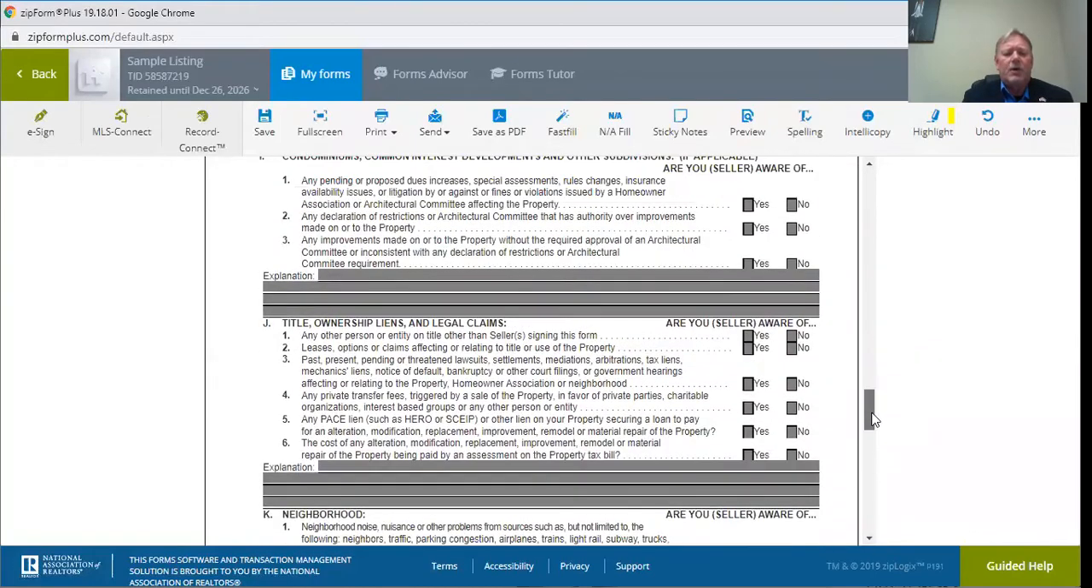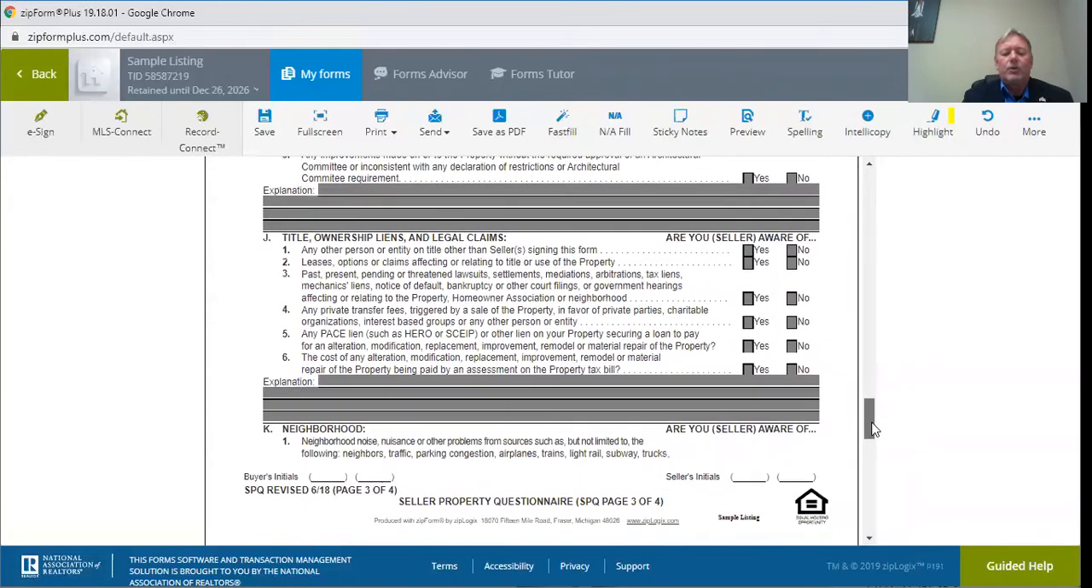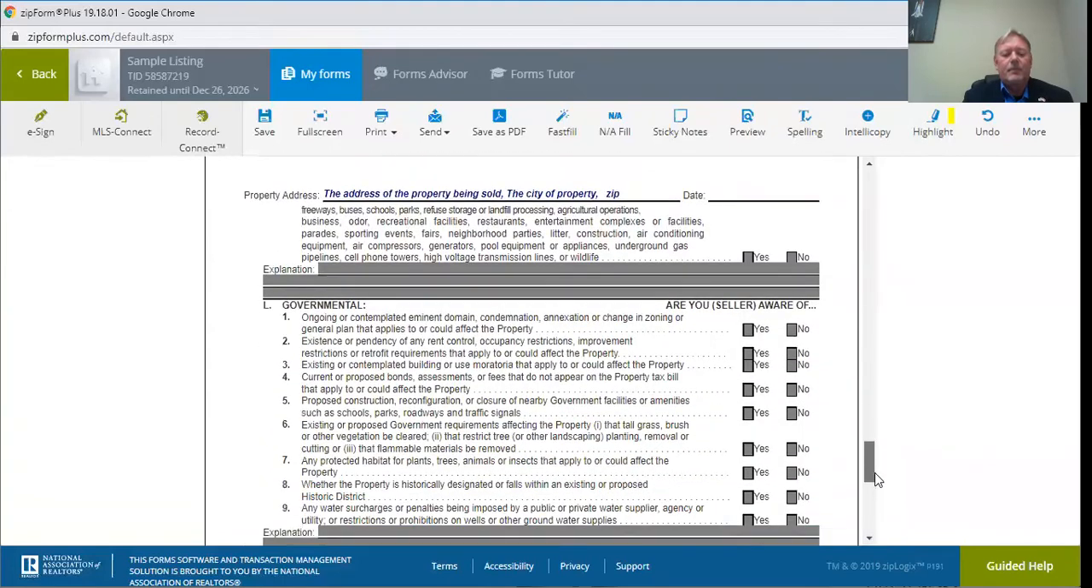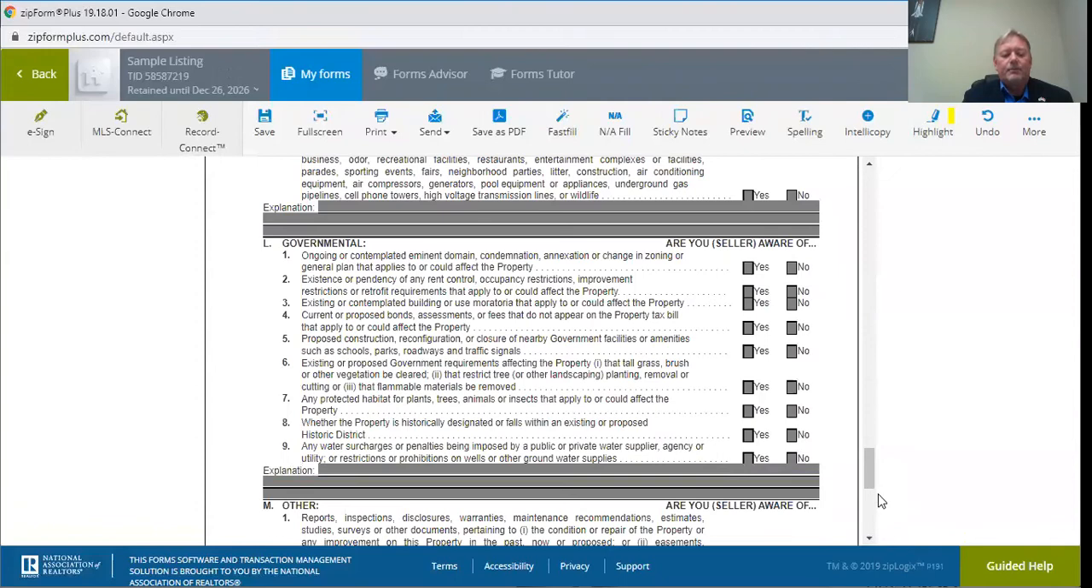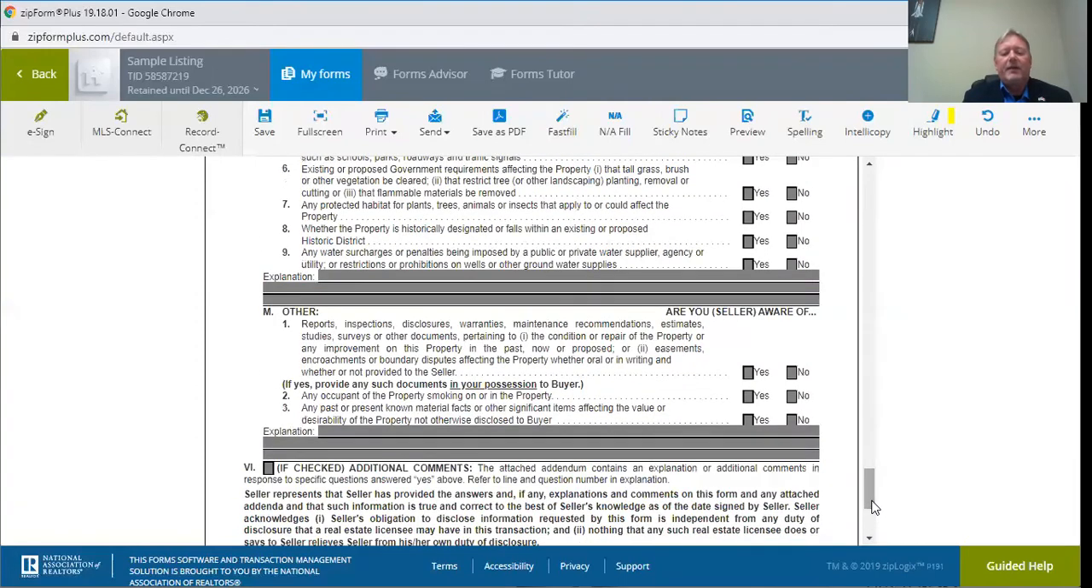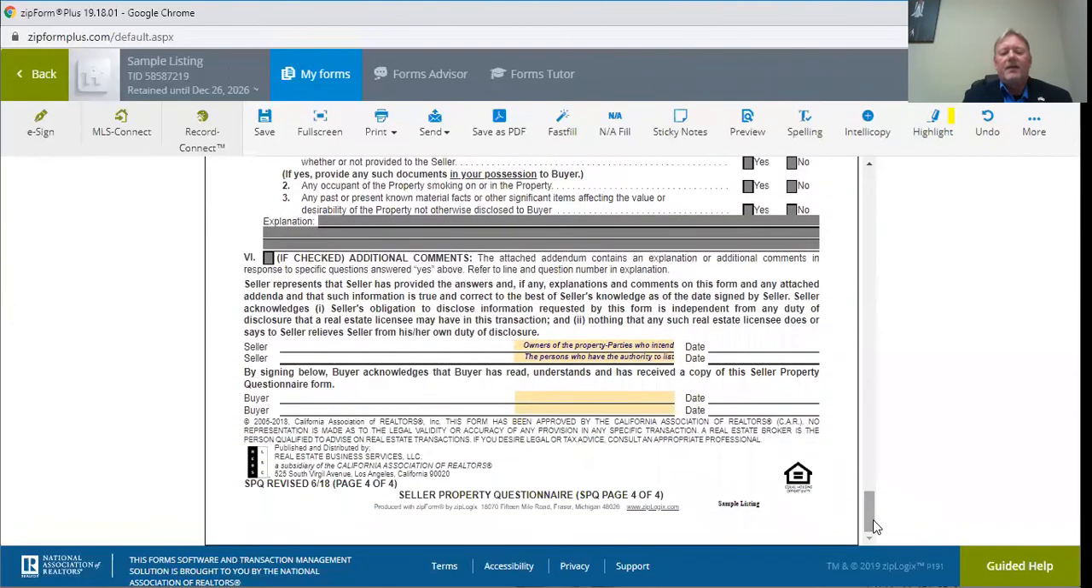So we continue on each section: title, ownership, and legal claims, governmental, and then as far as anything else, any type of reports or inspections, and then any additional comments. And as you'll notice, this is only signed by the seller and by the buyer. So again, the main thing about the SPQ is we have the house and the seller talking to the owner about, this is the condition that I'm in.